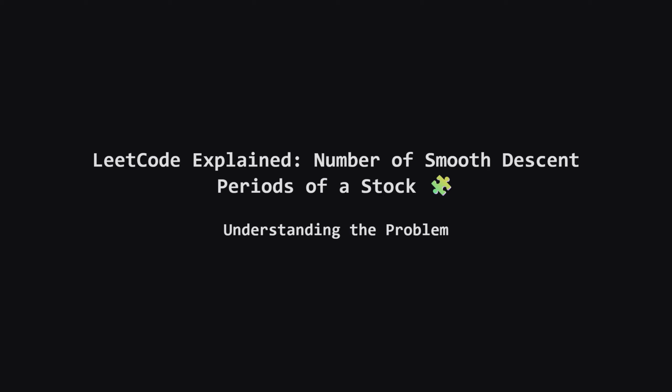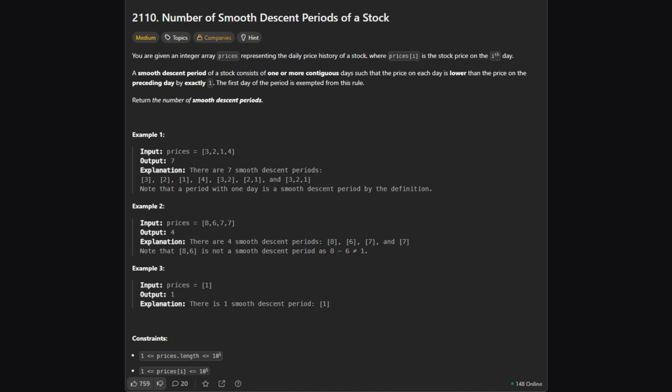Here is the problem description. We are given a list of integers representing the daily price history of a stock. Our goal is to count the number of smooth descent periods. Now, the definition is crucial here. A smooth descent period consists of one or more contiguous days where the price on each day is exactly one less than the price on the previous day. Also, a single day by itself always counts as a smooth descent period.